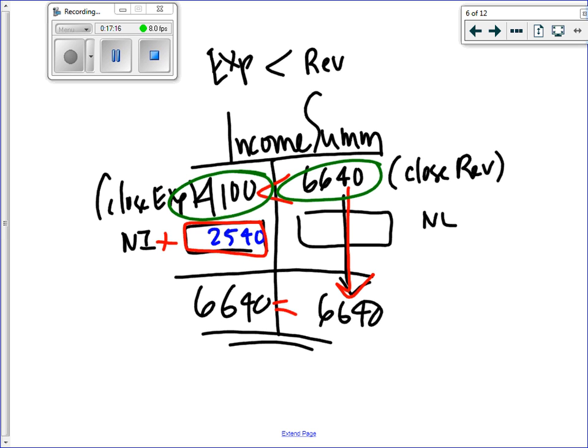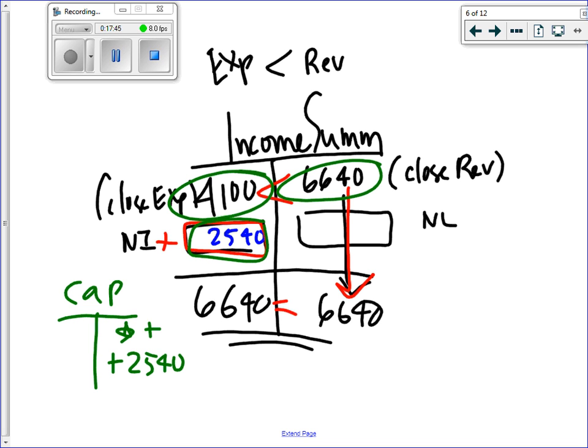So we need to take that difference of 2540 and debit. Where's the credit going to go? Who gets the share of net income? Yep, the capital. The owner gets that share. Well, the cool part about that is if I would make a capital one right now, that normal balance is a credit, so a plus. So if this is being our debit, is that a good thing if the credit is in capital? Yeah, that's their share of net income.